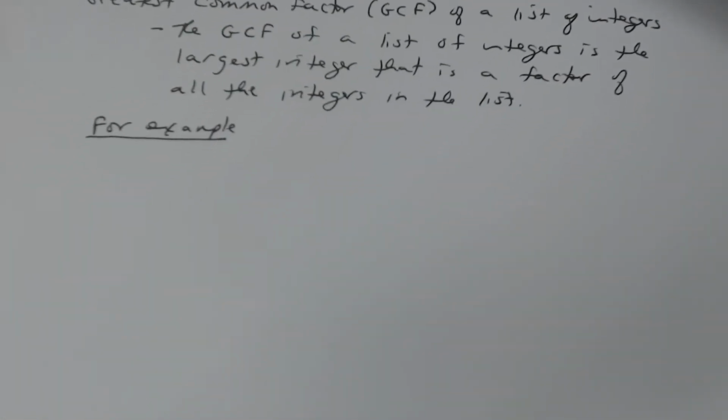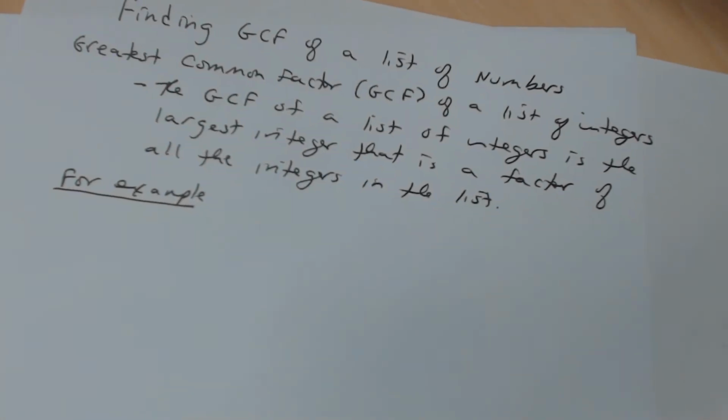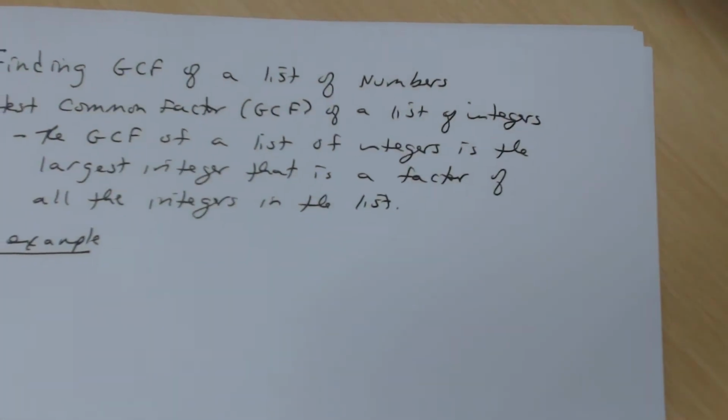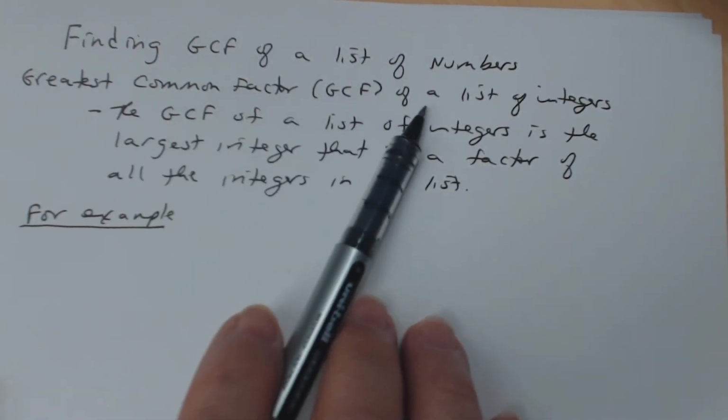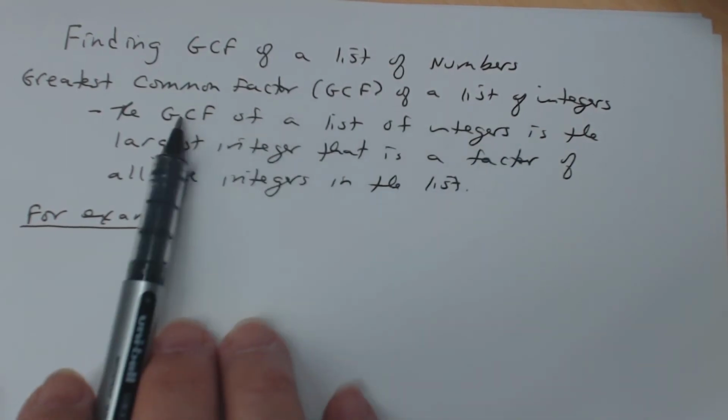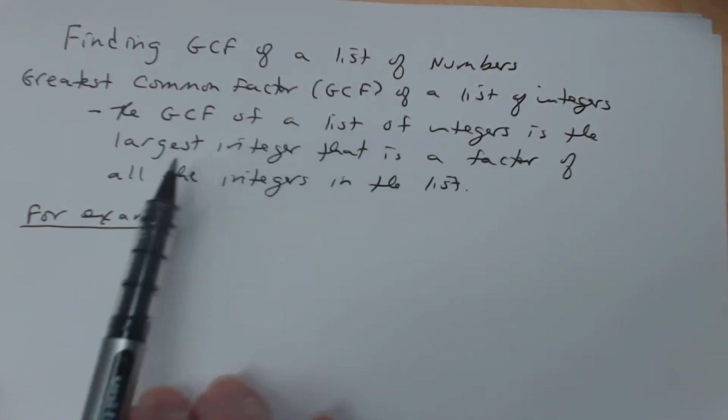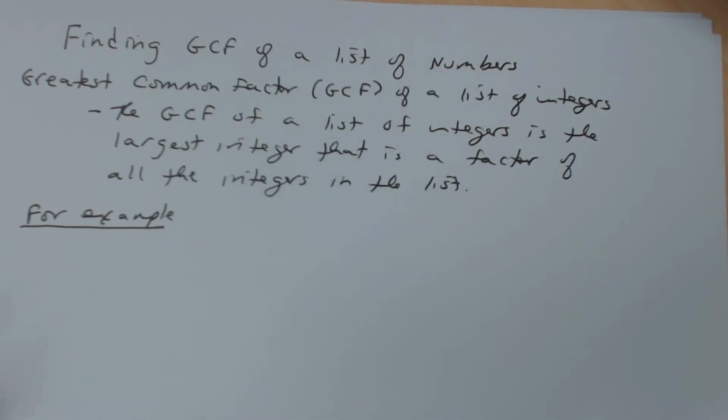Now let's talk about finding the GCF of a list of numbers. The greatest common factor of a list of integers is the largest integer that is a factor of all of the integers in the list. Here's the word greatest, and then the idea of common: the largest integer that is a factor of all of the integers in the list.